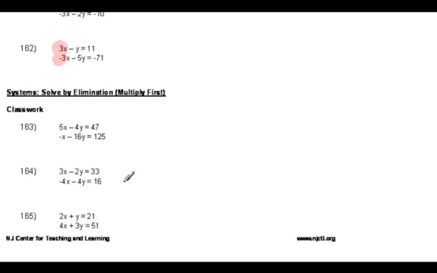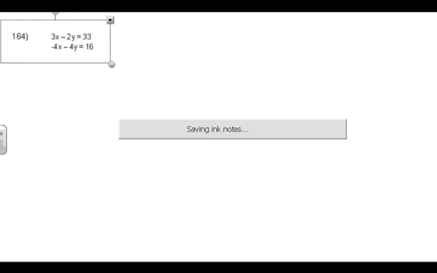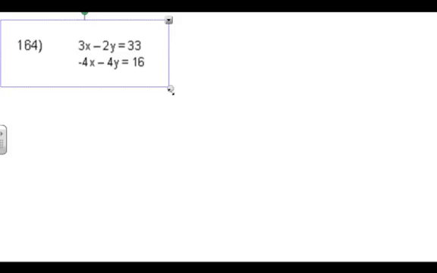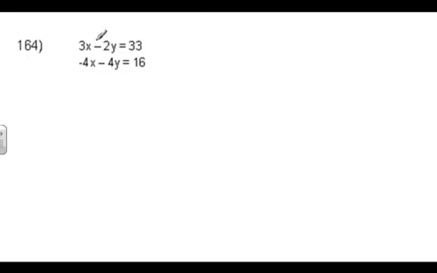So let's go to 164. I'm going to do my same change switch right now. Here I have a 3 and a negative 4. Not the same, not opposites. Here I have a negative 2 and a negative 4. Not the same, not opposites. So we have to make them the same. So the easiest thing to do is look for factors and multiples that go together, right?